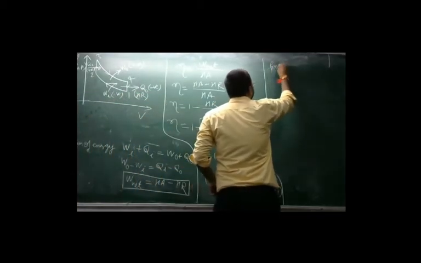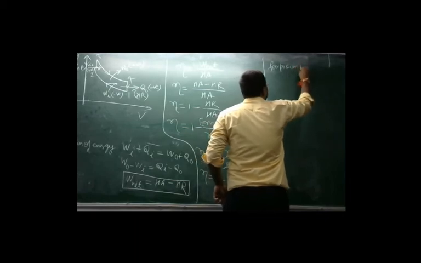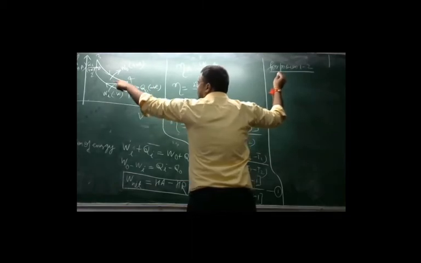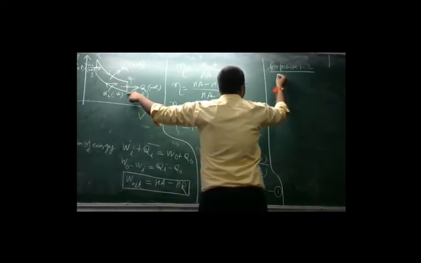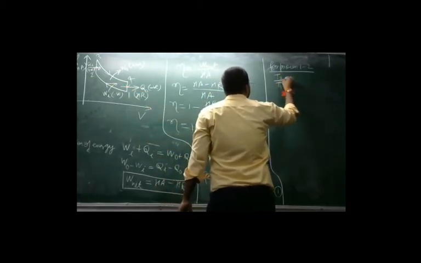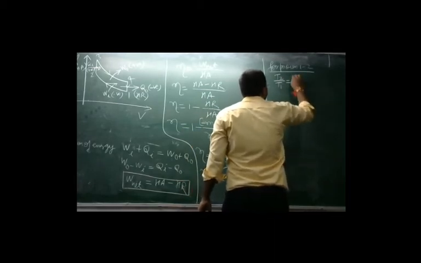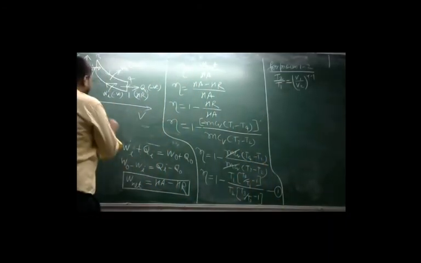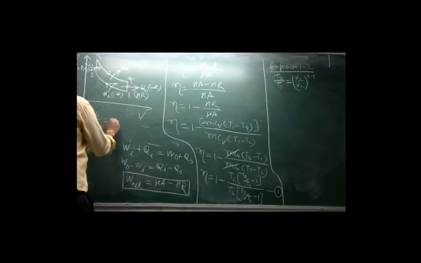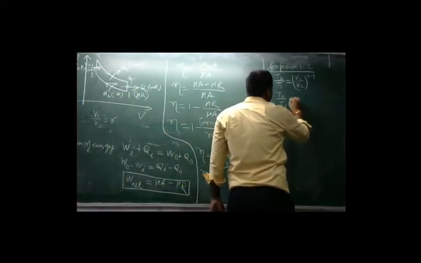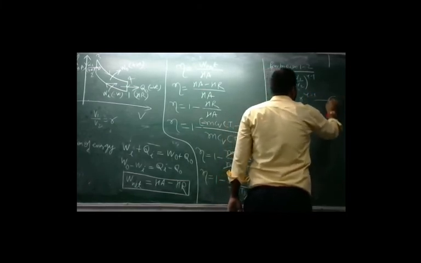For process 1 to 2, what should be the formula between temperature and volume? So T2 by T1 should be equal to V1 by V2 to the power gamma minus 1. And we know that V1 by V2 is nothing but compression ratio r. So T2 by T1 should be equal to r to the power gamma minus 1. Let us assume this is equation number 2.